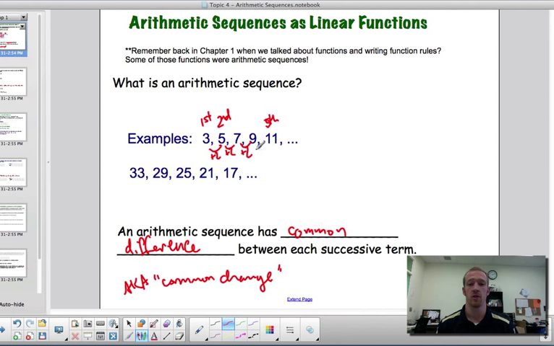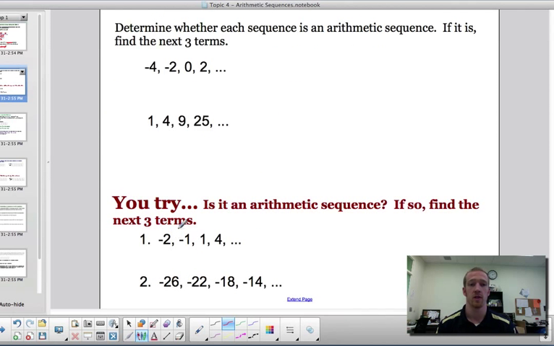Alright, so as long as there's a pattern where you're adding or subtracting the same number, you have an arithmetic sequence. So here we have minus 4. Here it's minus 4. And each change is minus 4. So it's an arithmetic sequence. So determine whether they are. You just got to simply see, is there a common change or a common difference each time? So how do I get from negative 4 to negative 2? I can plus 2. Here I plus 2, here I plus 2.